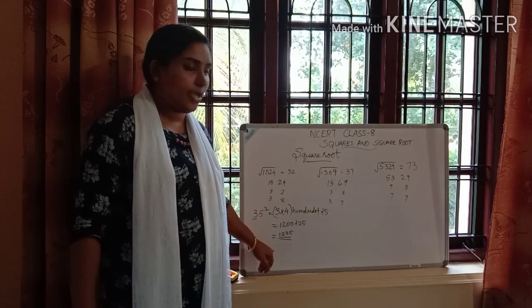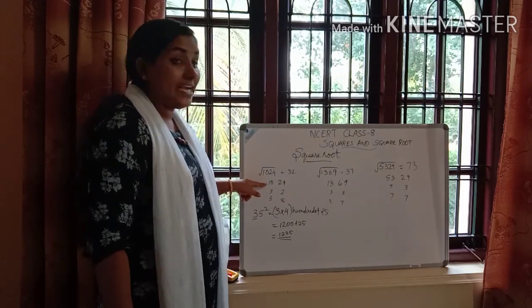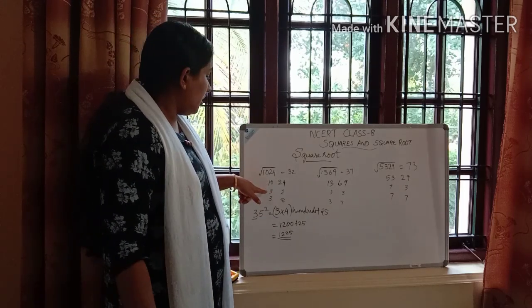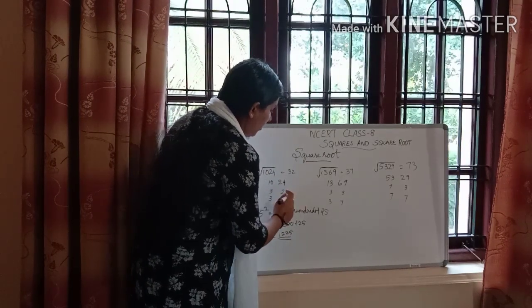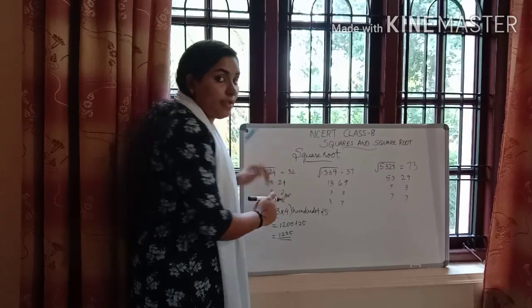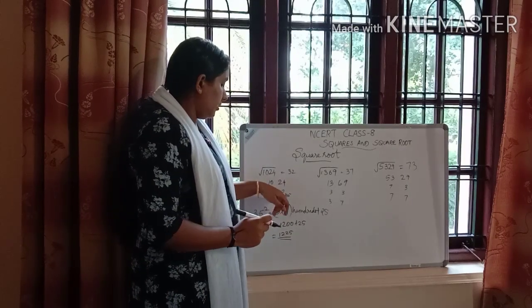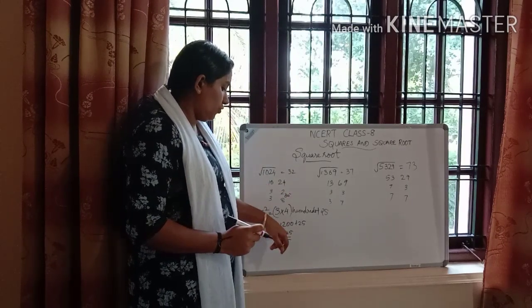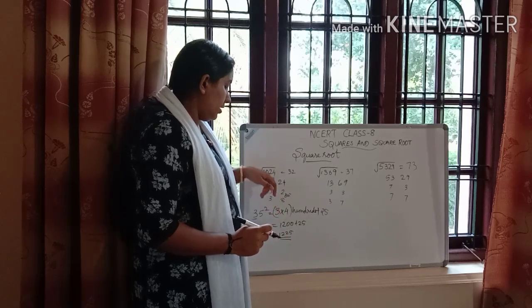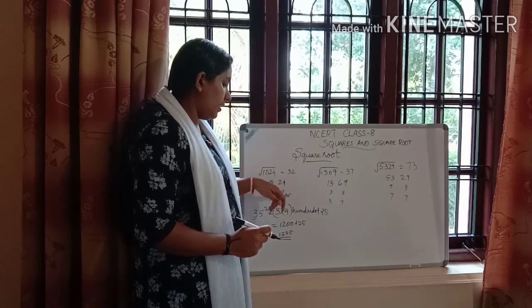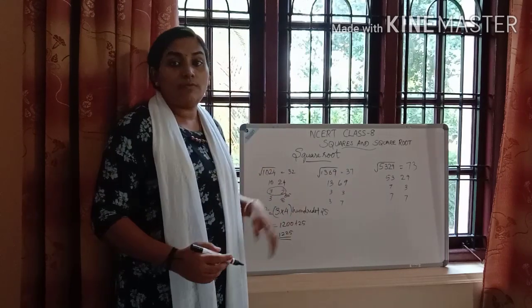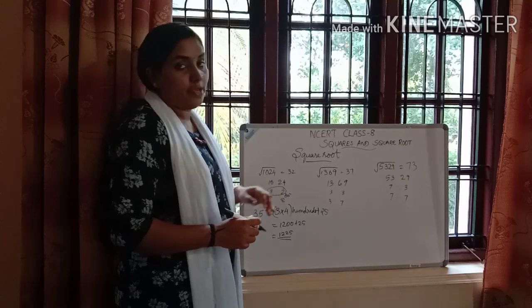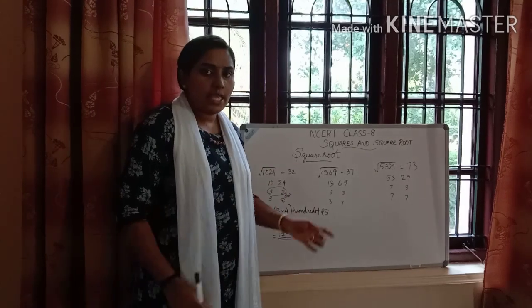This 1225 is greater than 1024. 35 is in between 32 and 38. 35 square gave us 1225, so this number is less than 35. So 32 is the square root of 1024. Okay, next, see.